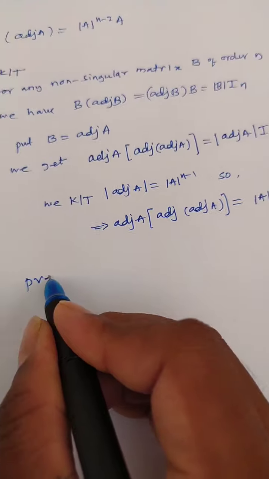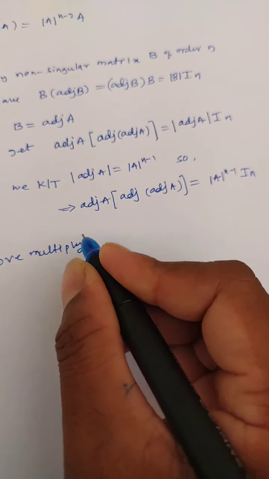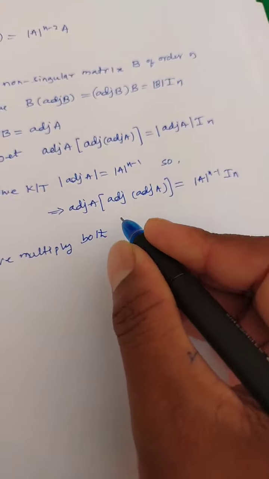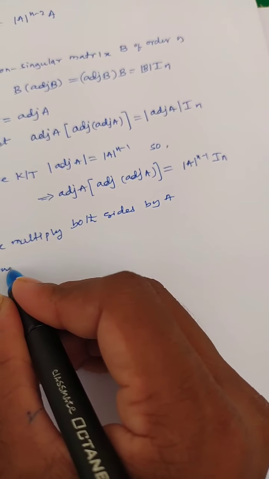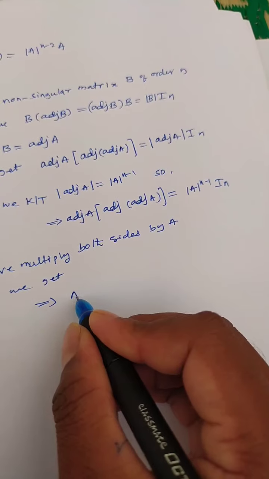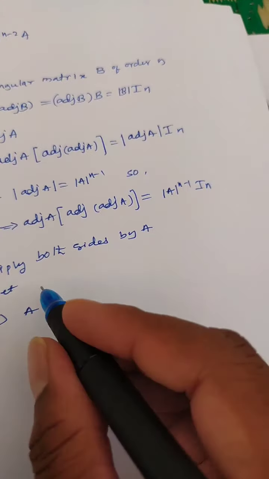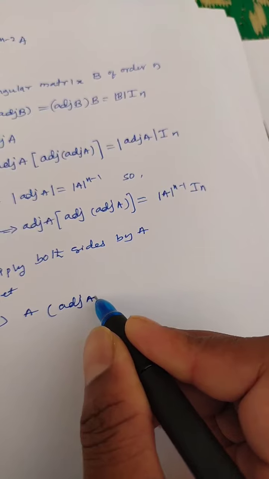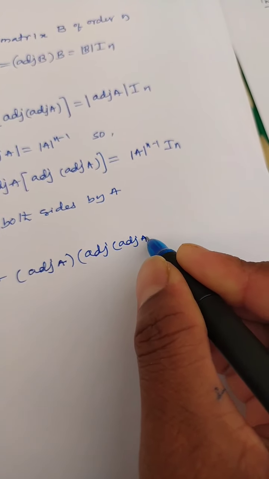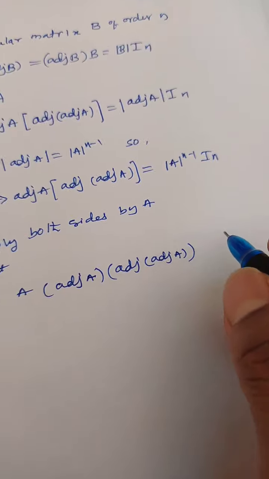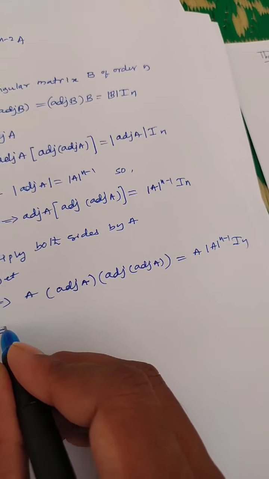Now pre-multiply, which means multiply from the left hand side, both sides by A. We get A into adjoint A into adjoint of adjoint A, which is equal to A into det A whole power n minus 1 into In, right?